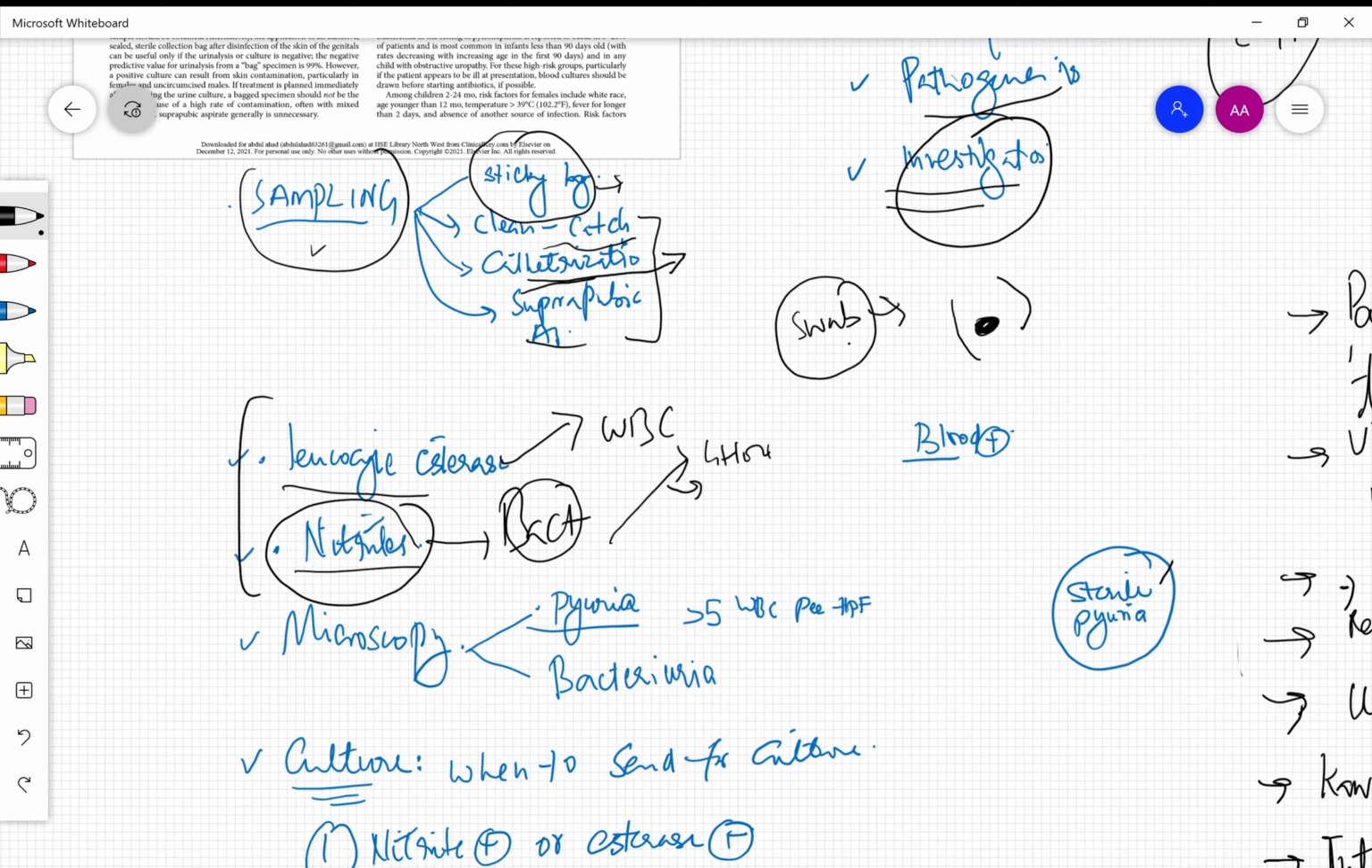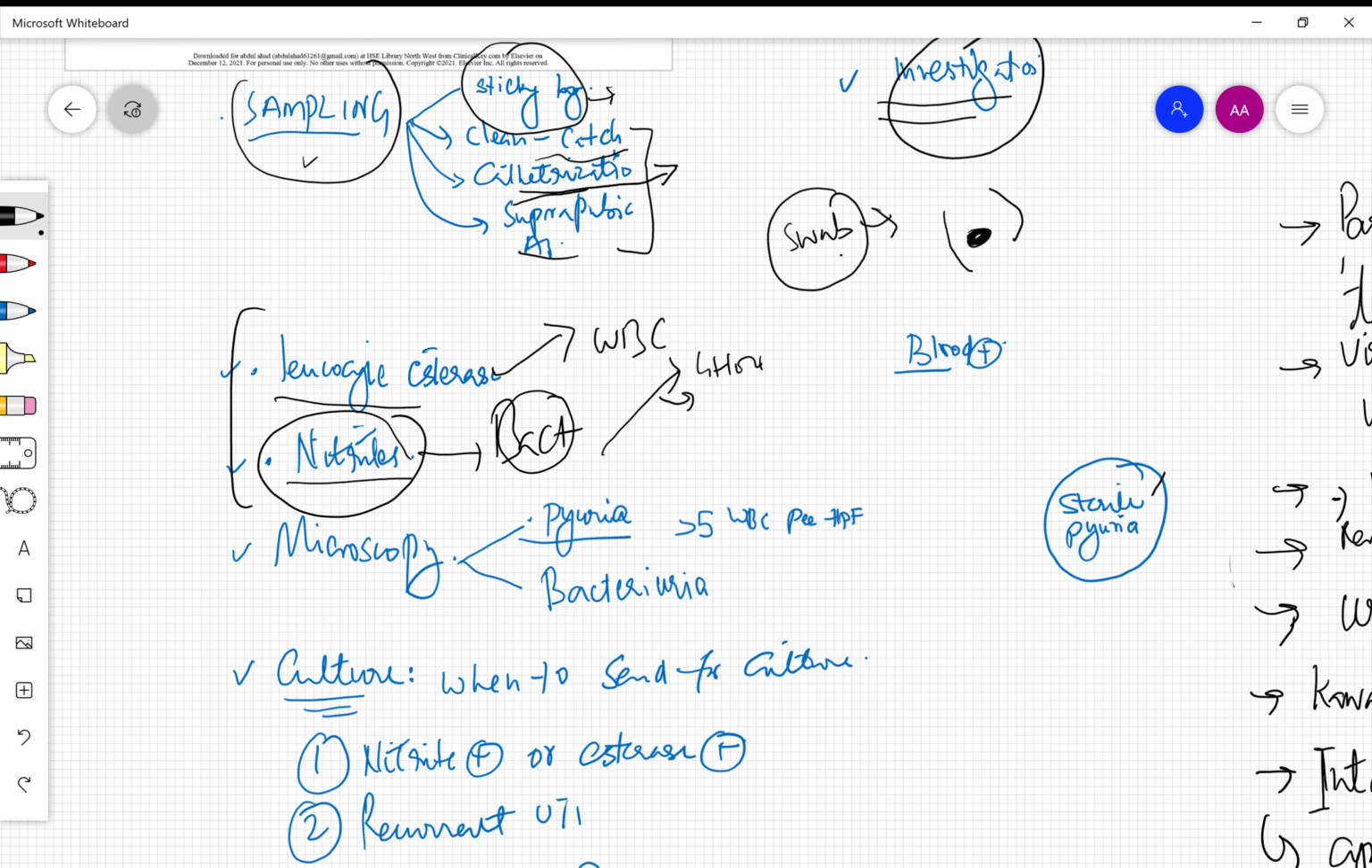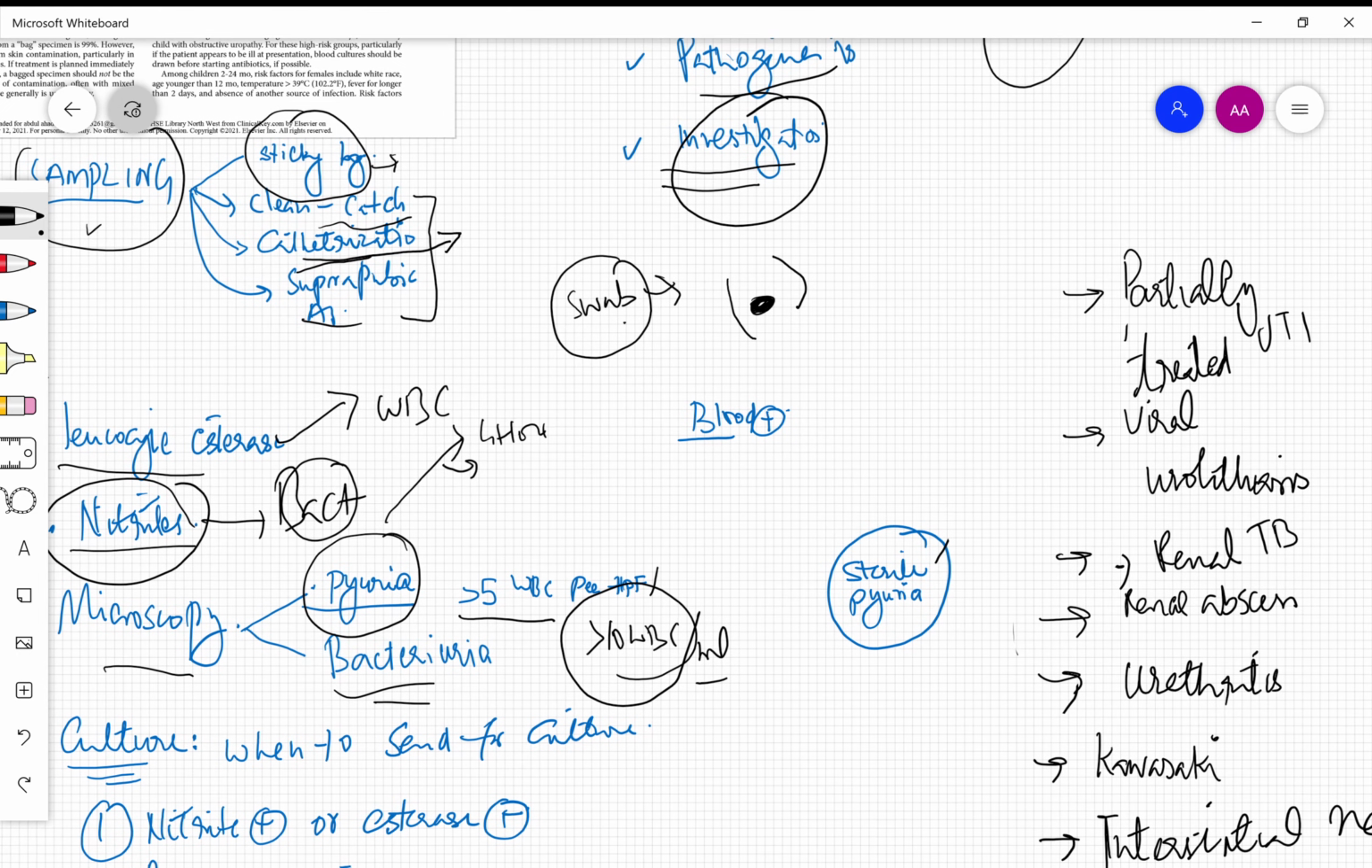Then we can send the urine for microscopy, and in that case we define pyuria as greater than 5 WBC per high power field in a centrifuged sample, or more than 10 WBC per ml in an uncentrifuged sample. And we can also look for bacteriuria. So these two things can be found on microscopy. Blood can also be detected on the dipstick.